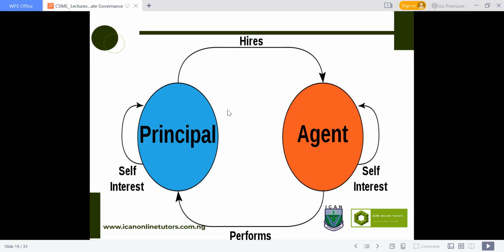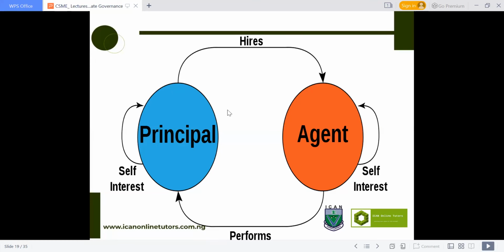Let's talk about agents in agency theory. That's one of the reasons why we have corporate governance. One of the reasons why we have corporate governance is as a result of agency theory, meaning that we have two parties: there's the agent, and there's the principal.